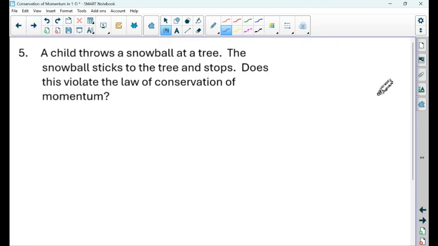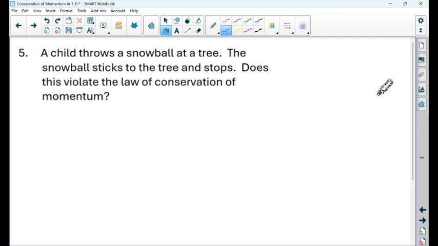Finally, let's just look at a conceptual question here. A child throws a snowball at a tree. The snowball sticks to the tree and stops. Does this violate the law of conservation of momentum, that both the snowball and the tree are stopped, before there was momentum from the snowball at least, and after there's no momentum in either of them? Does this violate the law of conservation of momentum?